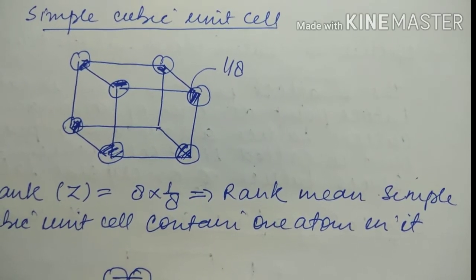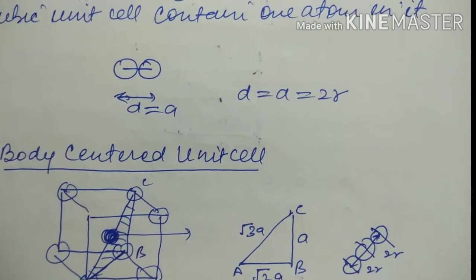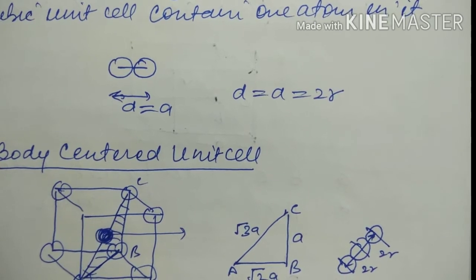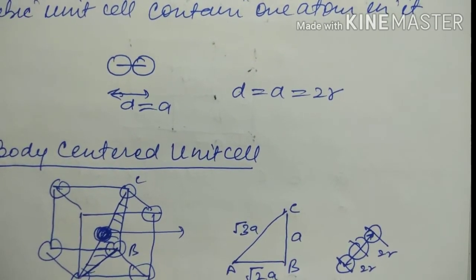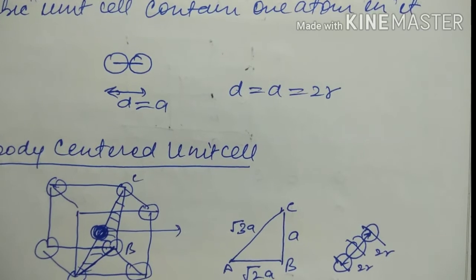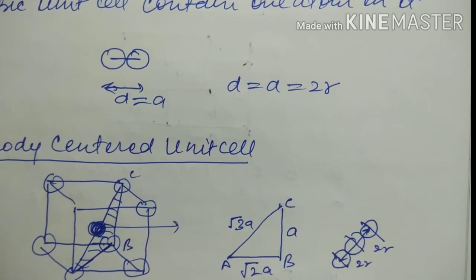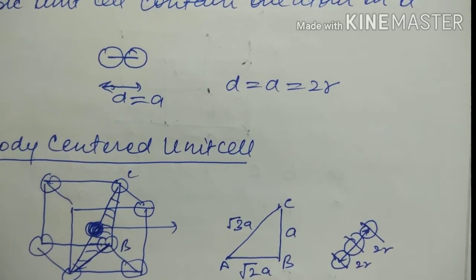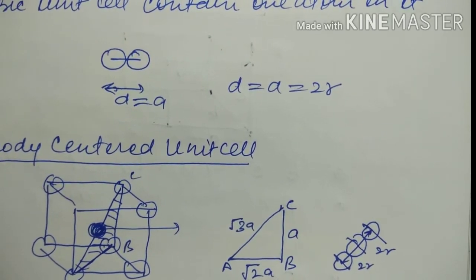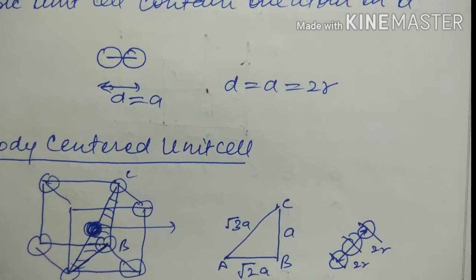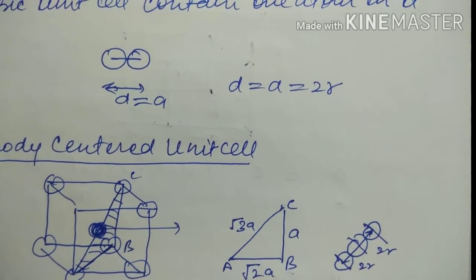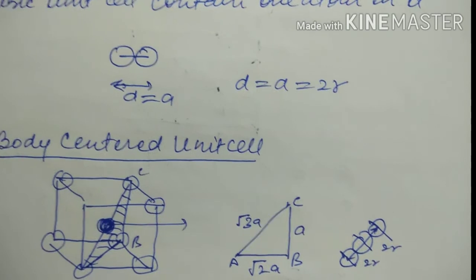Therefore its rank is 1. And the distance between two atoms arranged at a corner, edge length we know is A. So distance between two atoms D is equal to A. D is distance, A is edge length, and it is equal to the distance between two centers, which means 2r, the diameter. So D is equal to A is equal to 2r.